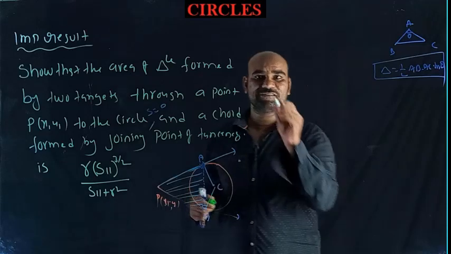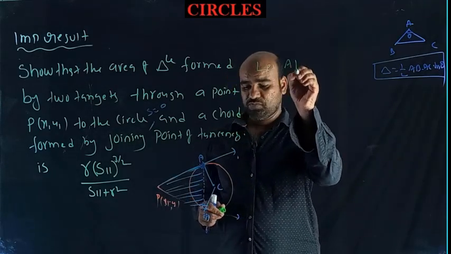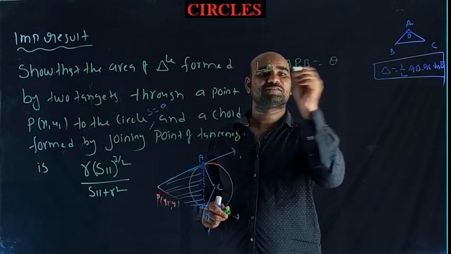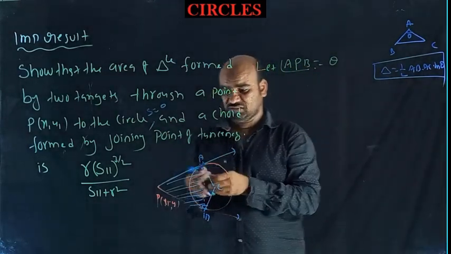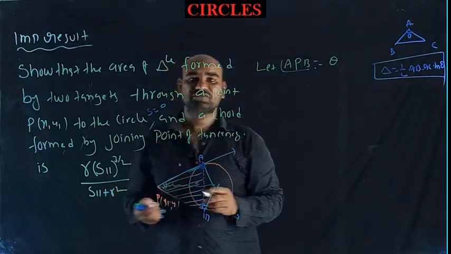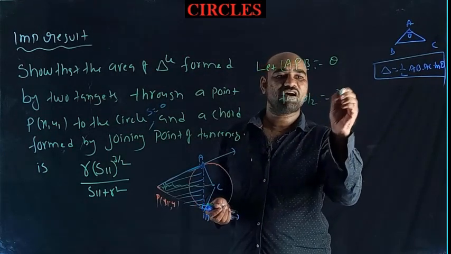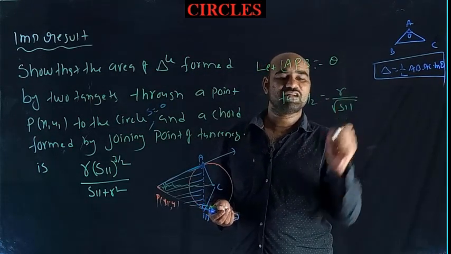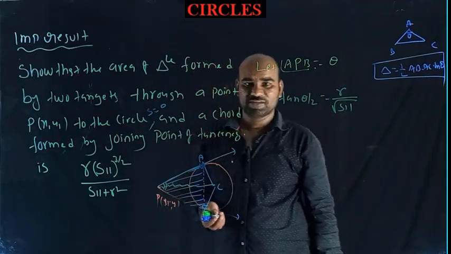Let angle APB equal theta. If this is theta, you know that this half is theta by 2, and the tan theta by 2 formula is there for us: tan theta by 2 equals R by root over S11. We should remember this one. Tan theta by 2 equal to R by root of S11.